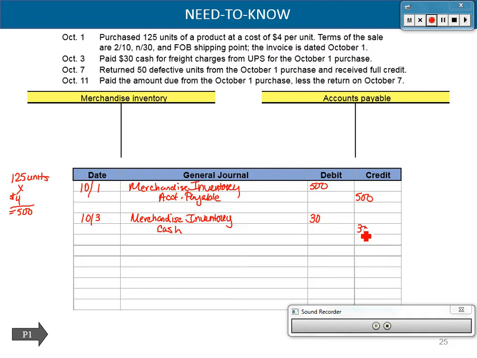October 7th, returned 50 defective units from the October 1st purchase and received a full credit. So you have how many units defective? And what do you multiply by? $4, which equals 200. Merchandise inventory. Accounts payable. No, accounts payable is debited, because of 200. And merchandise inventory is credited for the 200.